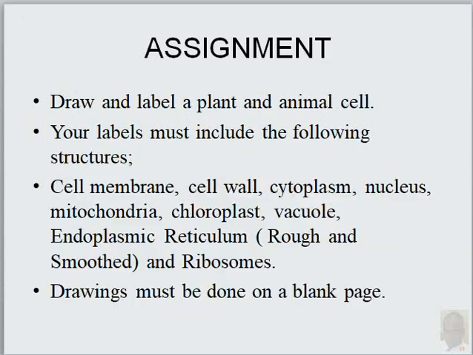Alright, so for an assignment, what you can do is draw and label an animal cell. Make sure that the drawings are done on a blank page, and your labelings must include all of these structures listed here: rough and smooth endoplasmic reticulum, ribosomes, vacuole, chloroplast, mitochondria, nucleus, cytoplasm, cell wall, and cell membrane. Do that and submit it on a blank leaf so I can look at your drawing. This will help you to recall the different structures within the plant and animal cell.